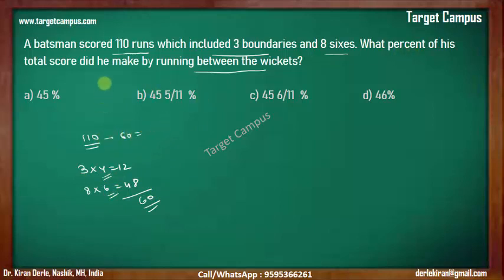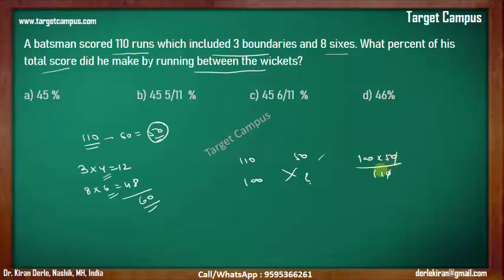What percent of his total score, which is 110, did he make by running between the wickets? So these 50 runs he must have got by running between the wickets. So out of 110, 50 runs. Out of 100, how much? This is our percentage. So out of 100 it will be 100 into 50 upon 110.